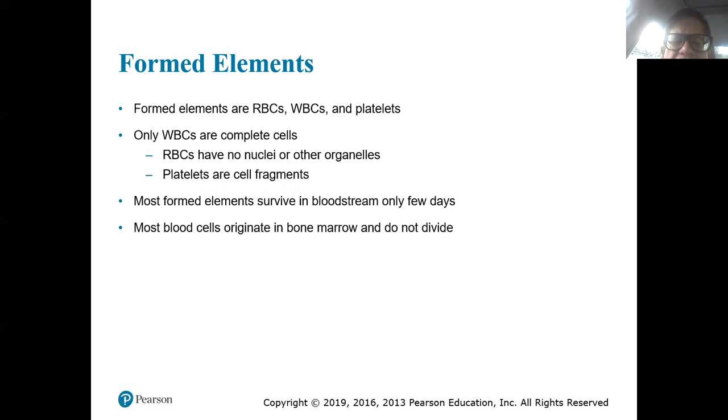Platelets, thrombocytes, are cell fragments. Absolutely true. They are not a complete cell. You have a cell that they pinch off of, and those are the important blood clotting things. But they're not a true cell. They're pieces of a cell.